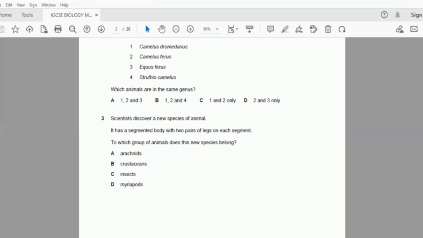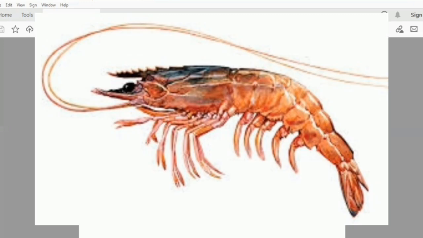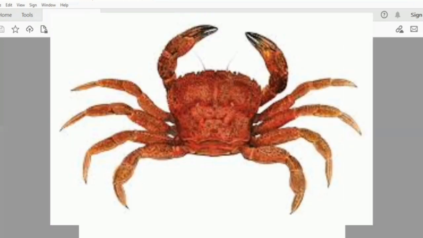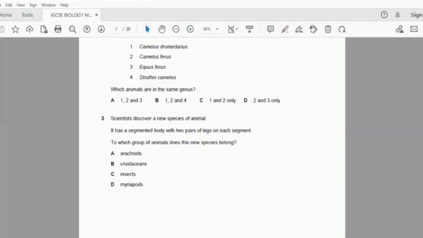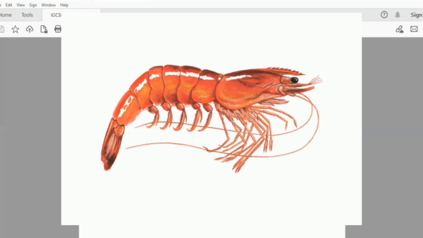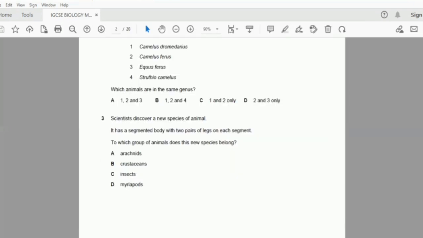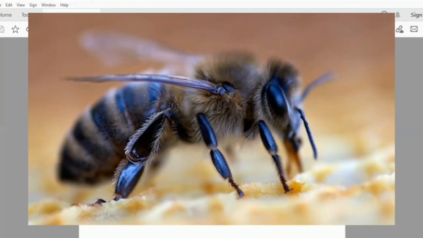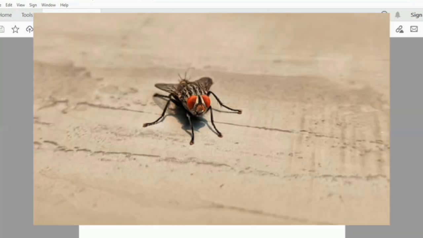So we have crustaceans. Crustaceans are your prawns, your lobsters, your crab, shrimps, barnacles. Those are the crustaceans. And what features do they have? They have one pair of jointed limbs on each segment of the body. And it can't be that because the question is saying two pairs of legs on each segment. And we have option C here, which is insect. Insect is your bees, your butterfly, your housefly, your mosquitoes.